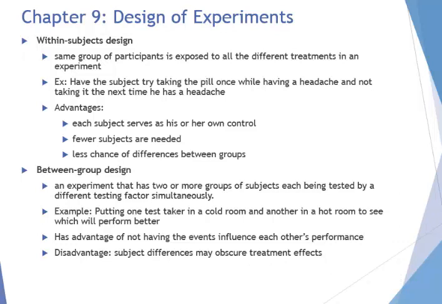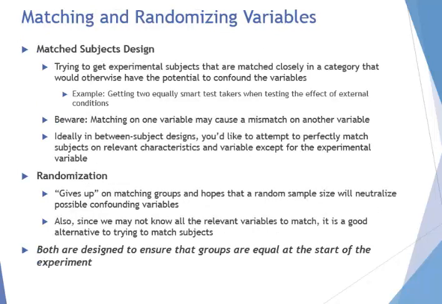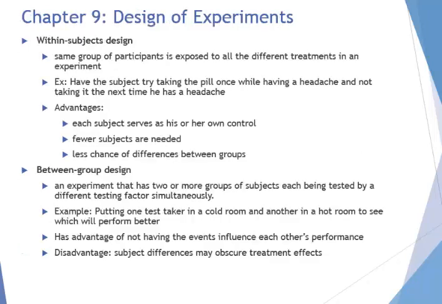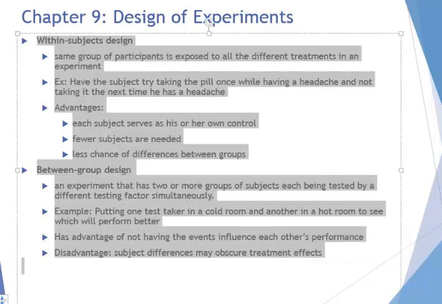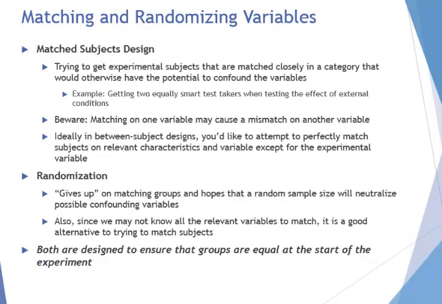People may have different intelligence, or they may have the same intelligence, but they may have different tolerance for heat or cold. Some people might be affected more by cold than others. You have matching subject designs, which is where you try to get the experimental subjects that are matched as closely as to other people, as opposed to randomization. Now, again, these are not four different types. This is one dichotomy, either within subjects or between subjects.